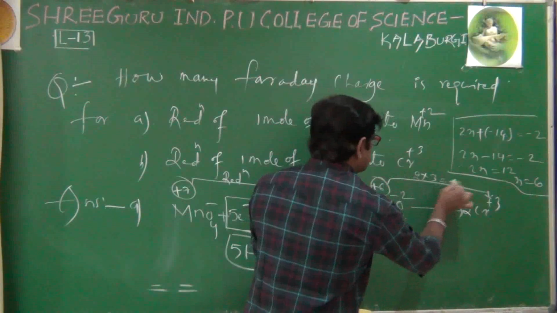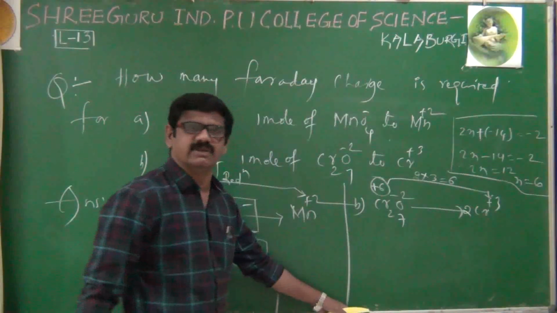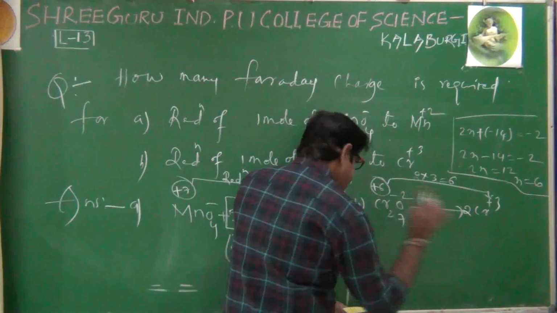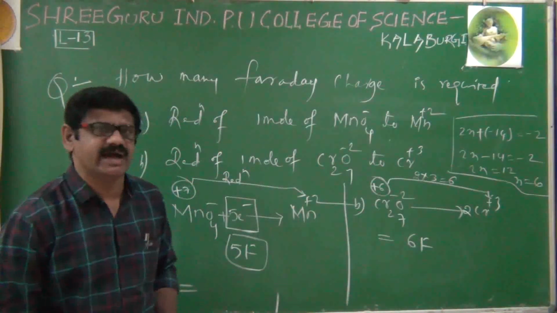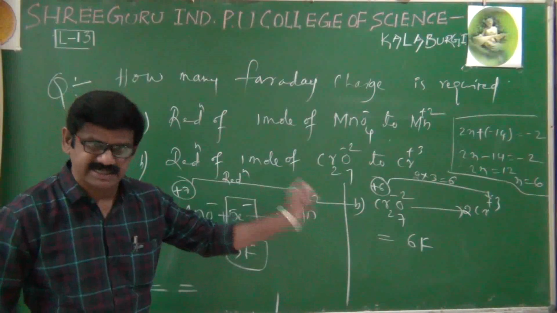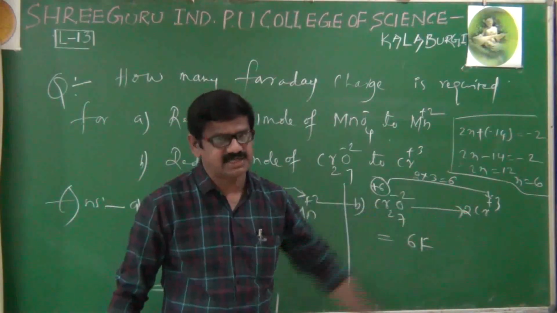Therefore 6 moles of electrons will be involved. 1 mole is nothing but 1 Faraday. So 6 moles of electrons means 6 Faradays of electricity is required in this conversion process.